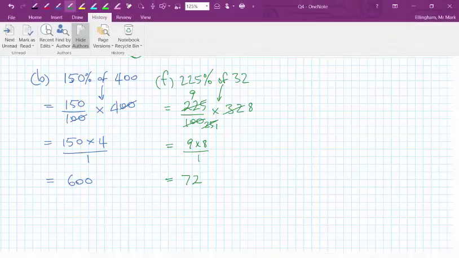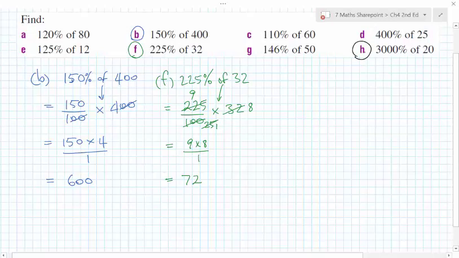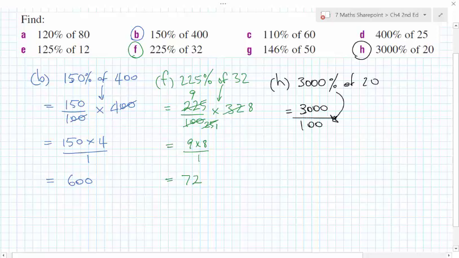Let's look at H. Okay, so with H, I've got 3000% of 20. Now it's going to be a fair bit. So let's have a look here. So I get rid of the percentage of the 3000. So 3000 over 100, right? Because putting it per cent, or over 100, gets rid of the percentage sign, times, which is what my of becomes, 20.